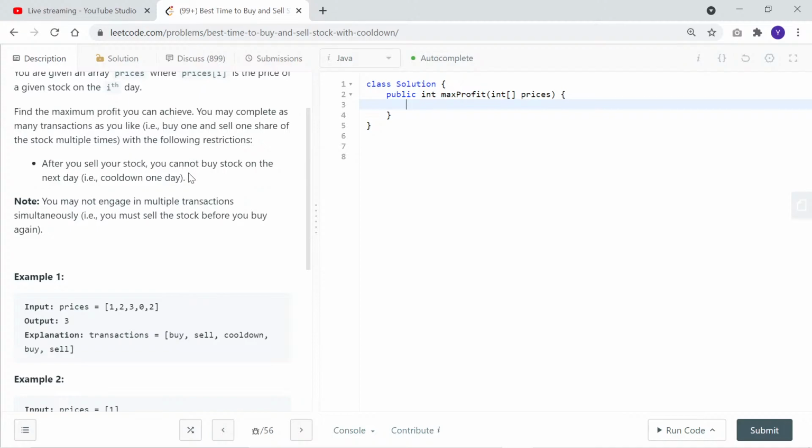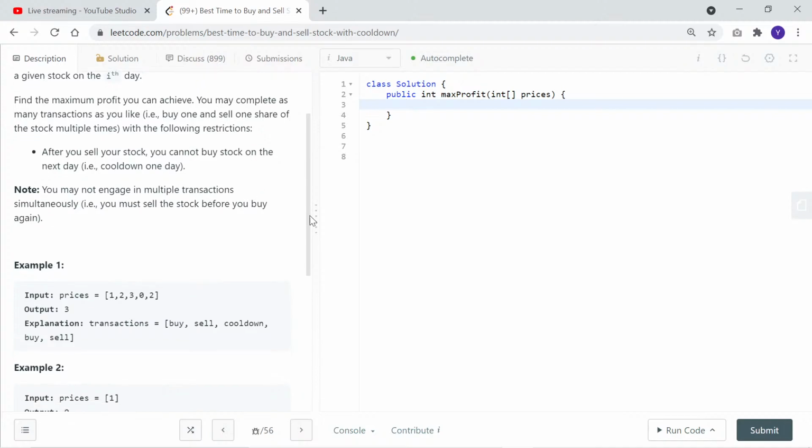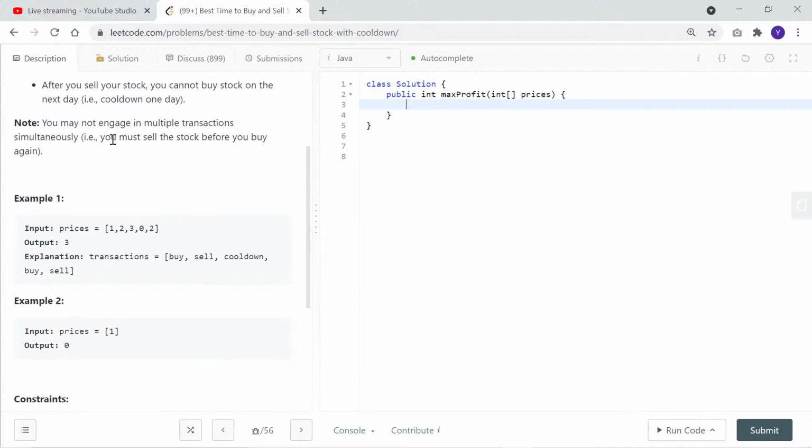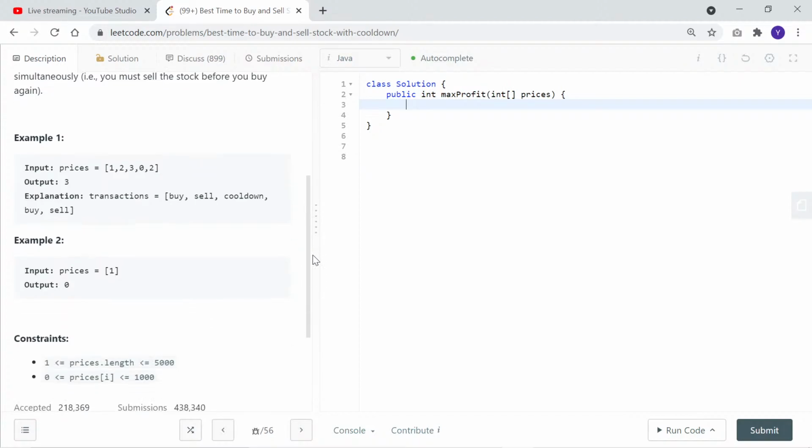After you sell your stock, you cannot buy stock on the next day. You have to cool down one day. You may not engage in multiple transactions at the same time, so you must sell the stock before you buy again.